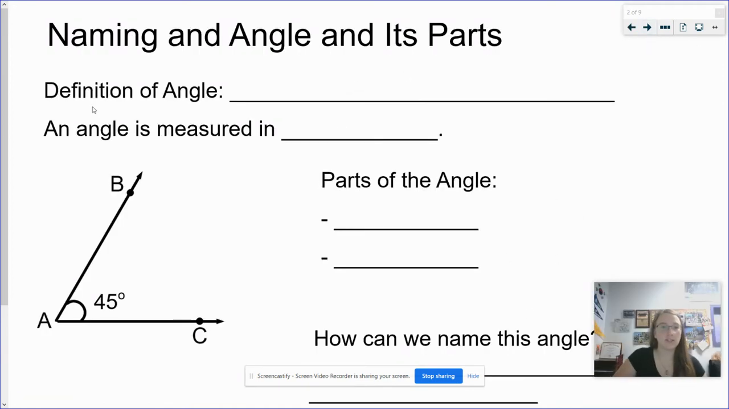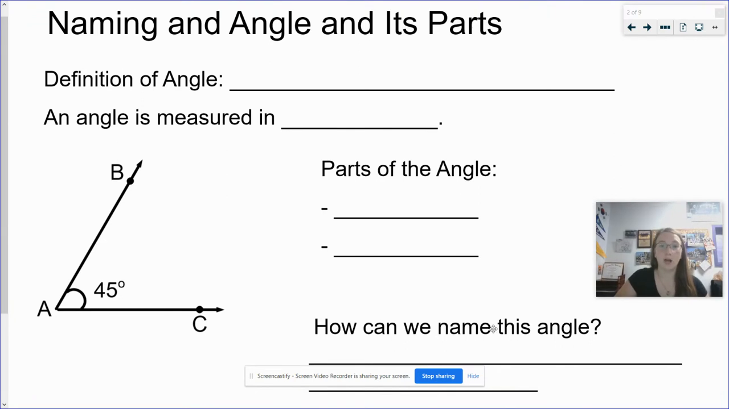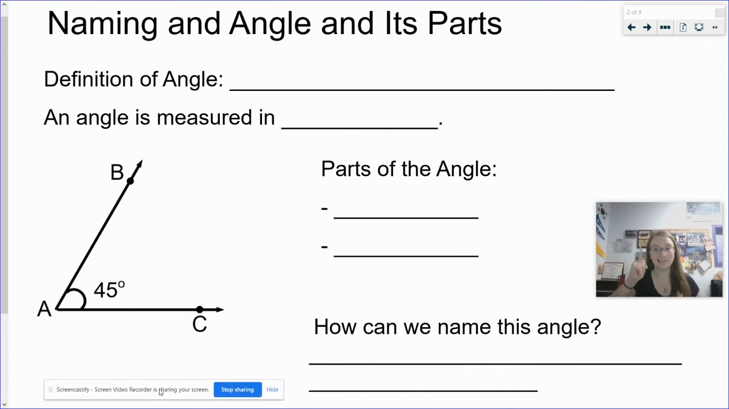Okay, so the first thing we're going to be talking about, again, please be copying this as you go. If you need to pause the video at any point to copy, please do so and keep your notes organized since you're going to have a quiz on this tomorrow.